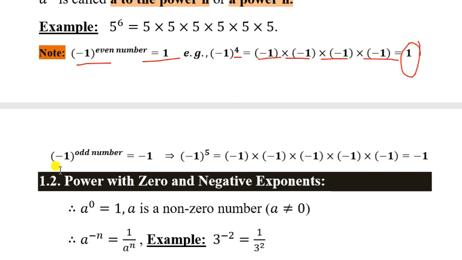Similarly, minus 1 to the power of an odd number, you will get minus 1. So remember this: minus 1 to the power of an even number is equal to 1. Minus 1 to the power of an odd number is equal to minus 1. Remember this, okay? For example, minus 1 to the power 5, you can check, you will get minus 1 only.